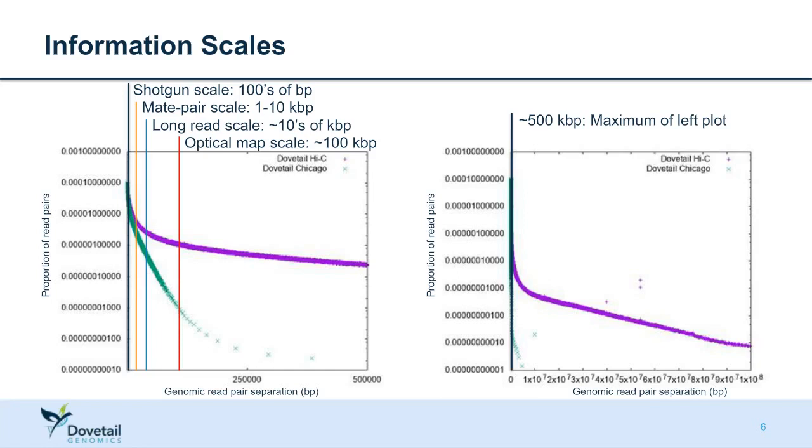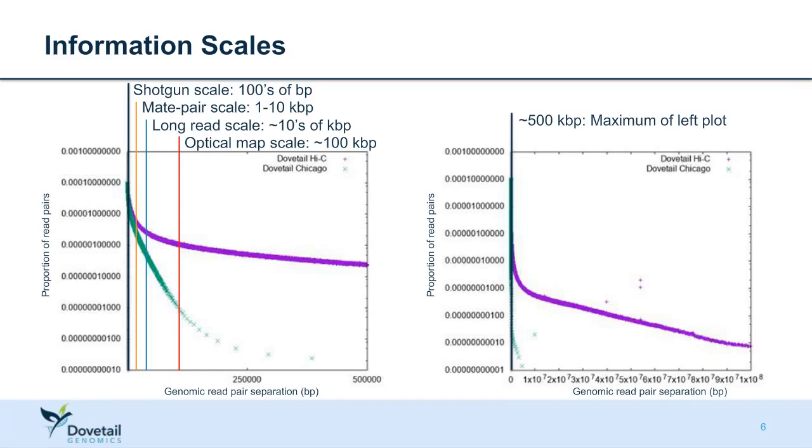On the left plot, you have the x-axis all the way up to 500 kilobases, and on the right you have all the way to 100 megabases. So every single dot shows the separation, and the y-axis shows the proportion of read pairs within the library that falls at any given separation.